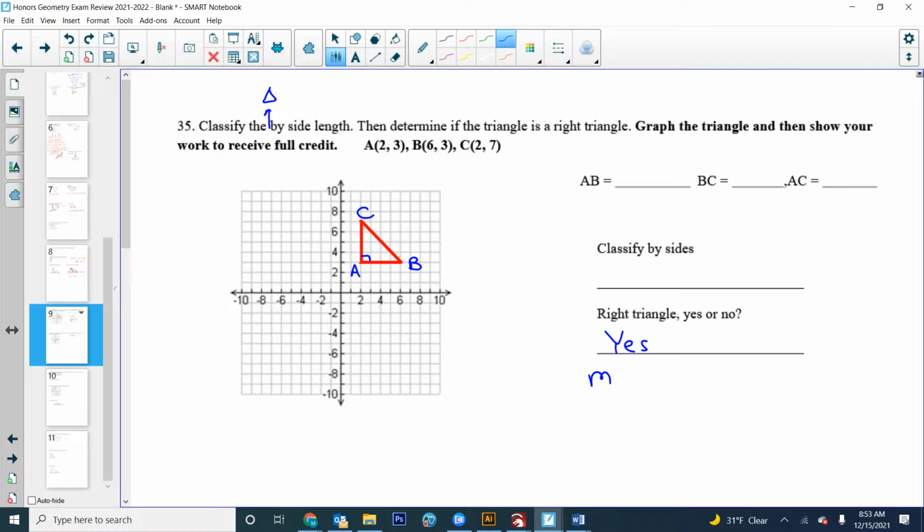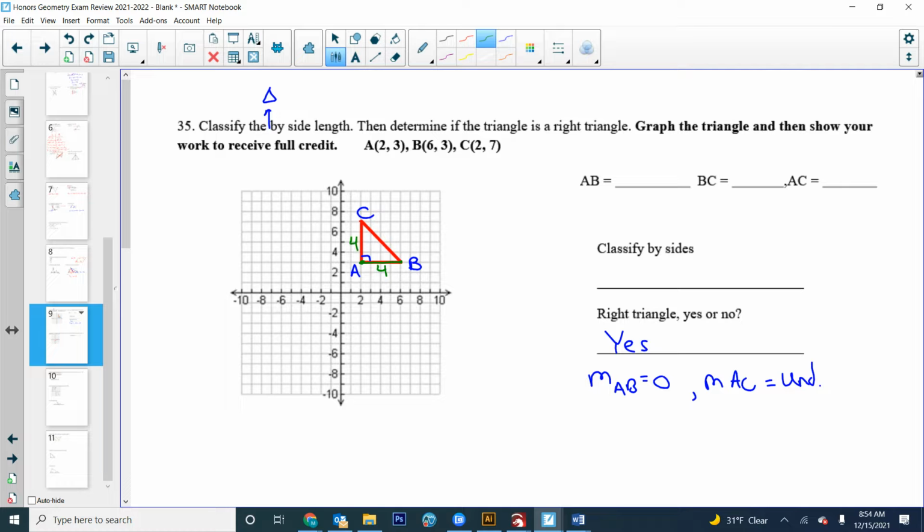The slope of AB is 0. The slope of AC is undefined. So that makes it a right triangle. Next, let's classify by sides. This side is 1, 2, 3, 4. This side is 1, 2, 3, 4.